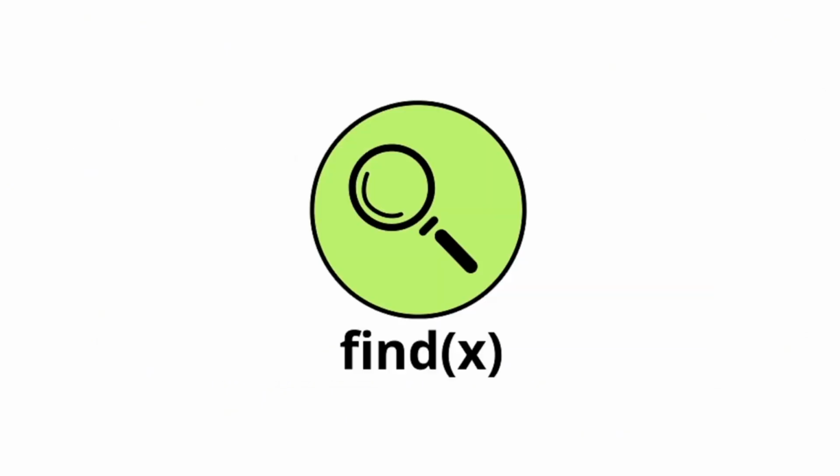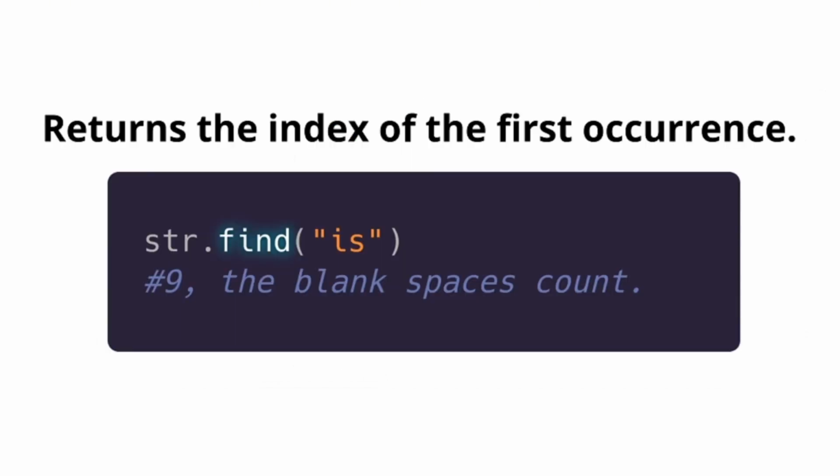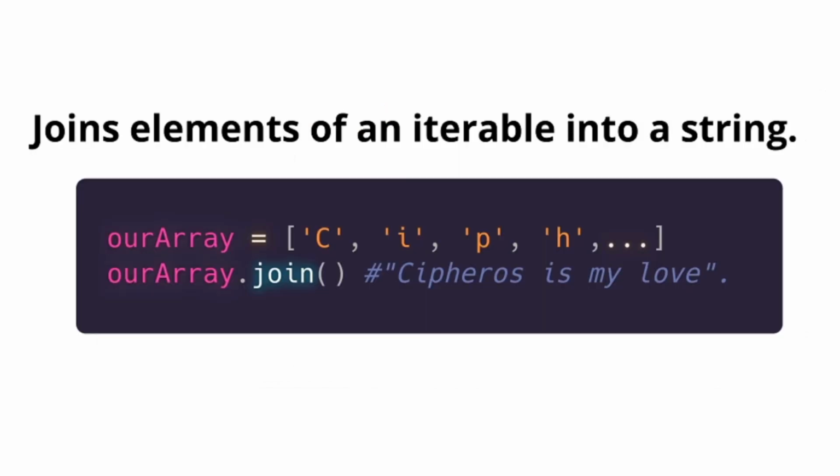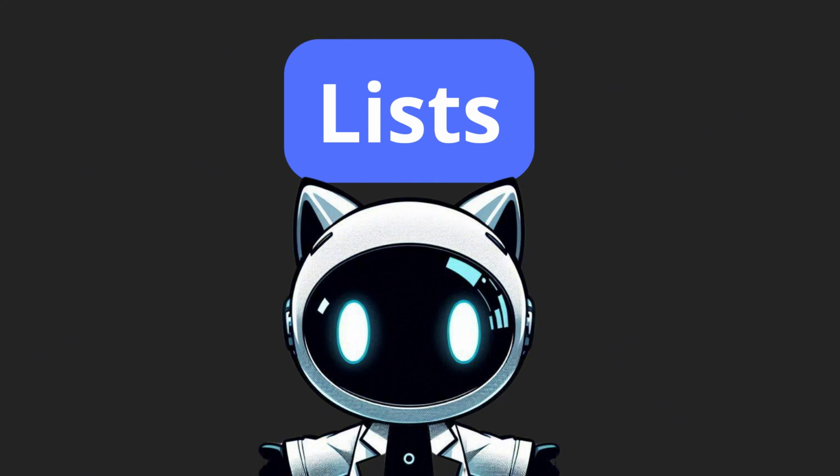Very fast example. With find, it returns the first occurrence of what we are trying to find in the parameter. And here you have it. Yep, the blank spaces count for this search. About join, we are turning a list, or an iterable in general, but here you have the example, into a string. Now let's move on to lists, which are very similar.